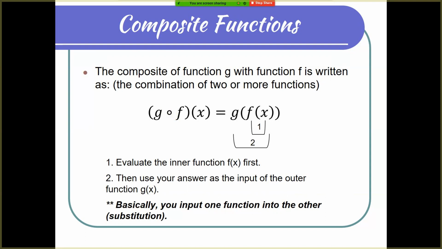So anytime you see an open circle, that means you're going to use what I call fancy substitution. That means whatever function is closest to x gets plugged into the function that's the furthest out. So if I give you a number, you're going to evaluate the inner function first, use your answer to plug in as the input of the outer function. So basically you're just putting one function into the other with fancy substitution.